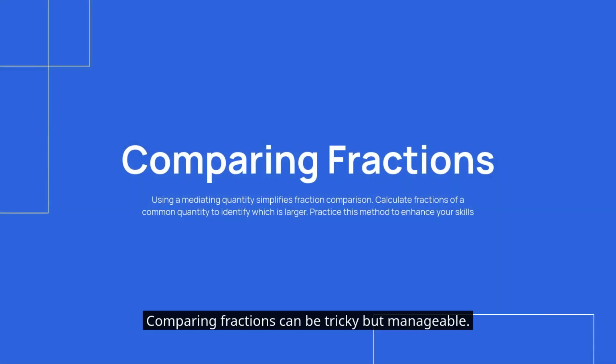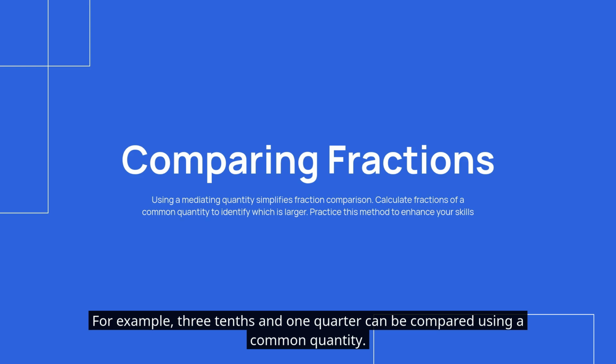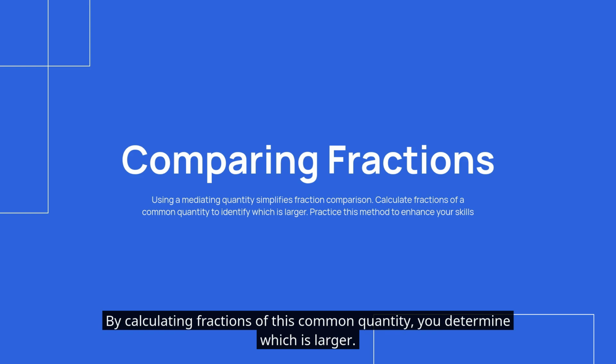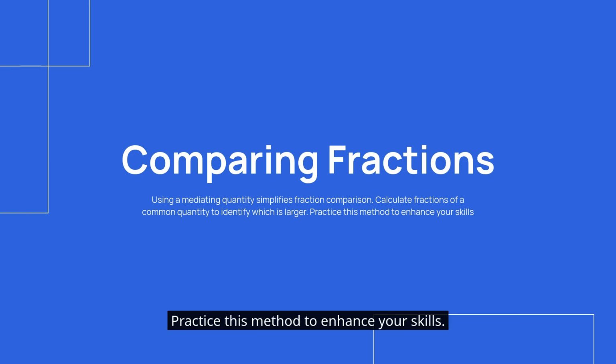Comparing fractions can be tricky but manageable. Use a mediating quantity to simplify comparison. For example, 3/10 and 1/4 can be compared using a common quantity. By calculating fractions of this common quantity, you determine which is larger. Practice this method to enhance your skills.